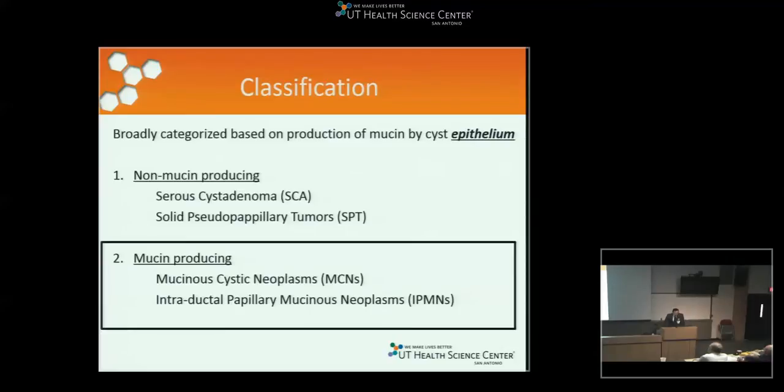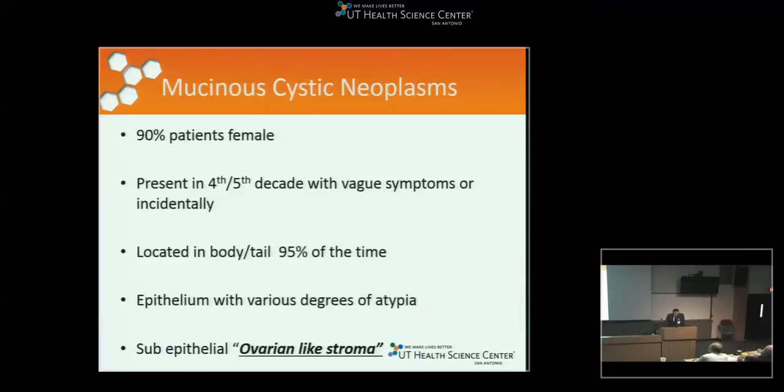Garnering more attention owing to their malignant potential, mucin-producing cysts, mucinous cystic neoplasms also have a female preponderance, present in the fourth or fifth decade with vague symptoms, and are almost always located in the body or tail of the pancreas. As I mentioned previously, what makes them interesting is their epithelium will display various degrees of atypia. So as you might imagine, if you take a biopsy of the wall, you could miss a frankly invasive component. Classically on biopsy, they will demonstrate subepithelial ovarian-like stroma, which is classic for their diagnosis.